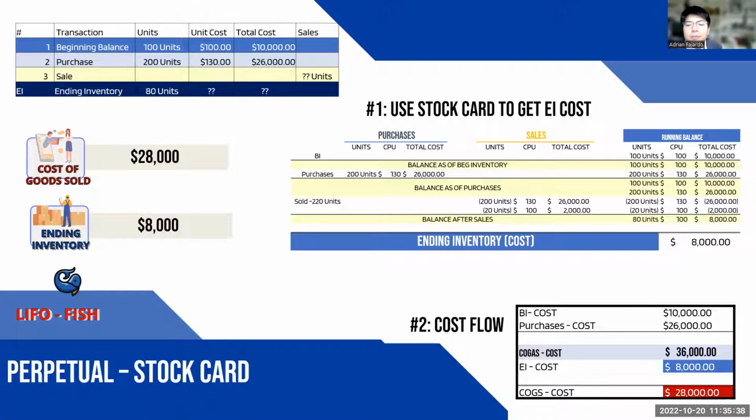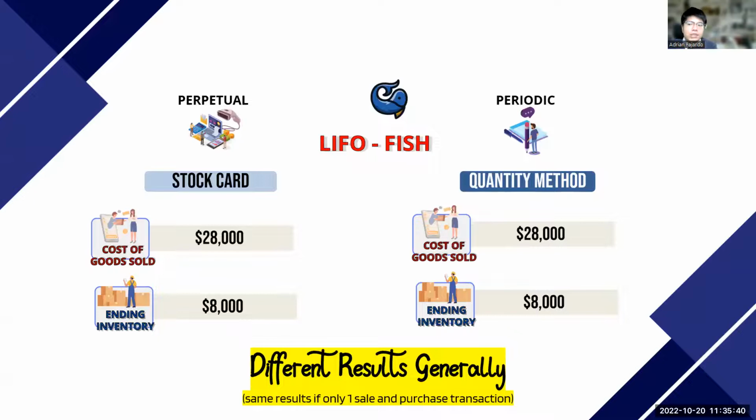So now, if we compare perpetual and periodic, magtataka kayo. Bakit pareho si perpetual at si periodic? So this is an important theory. That LIFO, typically, and then most of the time, like 99% of the time, will give you different results. However, if meron ka lang one sale and one purchase transaction, then they will give you the same results. Pero yun lang yung pag simple yun. Pag one lang, pag one sale, one transaction, or one purchase, same results. But generally, kung nag-iiba na yung mga purchases, nag-iiba na yung mga sales, they will give different results, right?